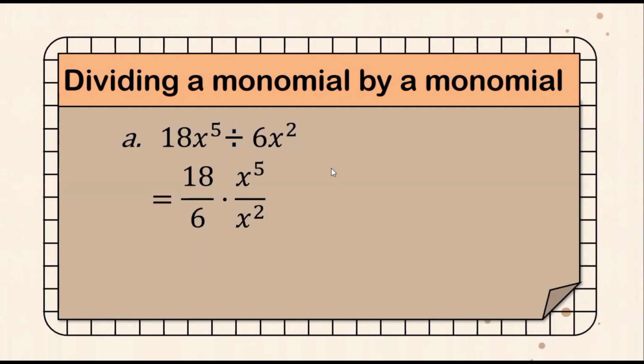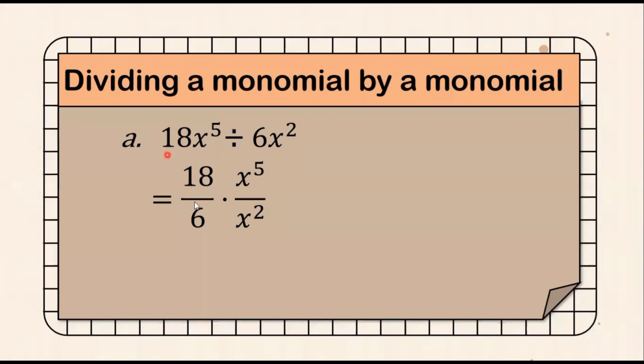Where did we get 6? It's the divisor. Okay? The numerical coefficient of the divisor. And then we now keep the base and subtract the exponent. So 18 divided by 6 times x raised to 5 over x raised to 2.